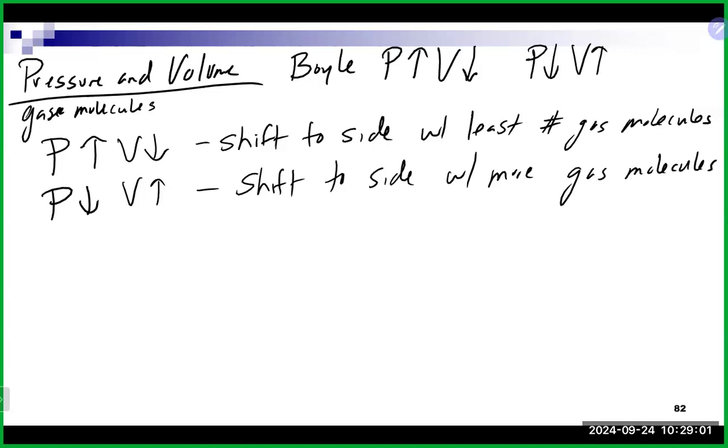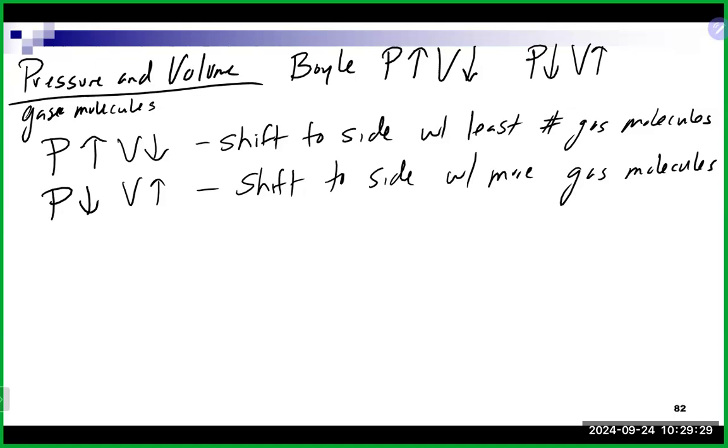What happens if I have equal gas molecules on both sides? Which way will it go? The answer is nowhere, because there is no greater or less gas molecules. So you could have a tie, and that's one way you could get a no change to occur. If you have this type of situation, you've got an equal number of gas molecules on both sides, it's going to be a tie. It will not go one way or the other, and you'll have no change.